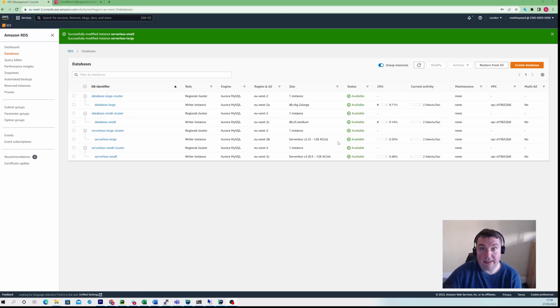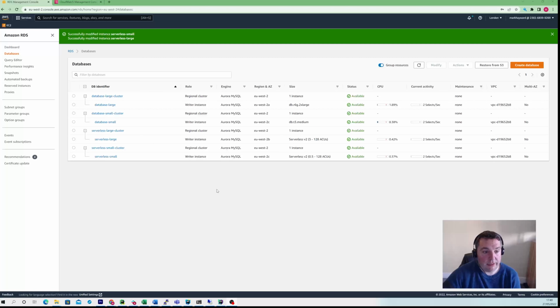And the idea of serverless is that you pay for what you use and it will scale up and down depending on the database load. So the one at the bottom, which I've labeled small, is going to start with the lowest possible setting of 0.5 ACUs, and the large one is going to start at 3 ACUs.